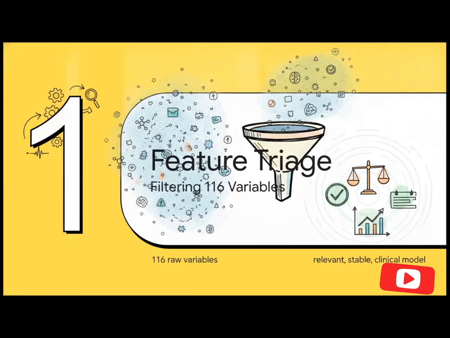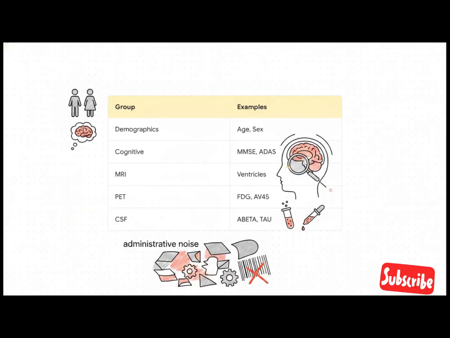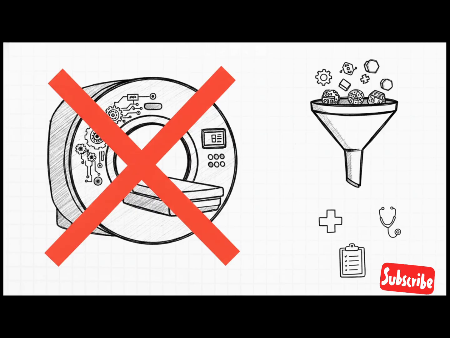Station 1, feature triage, where we filter down our 116 variables. The original data is practically a goldmine, spanning 9 conceptual groups. We've got everything from basic demographics, like age and education, to cognitive assessments, structural MRI parameters, high-tech PET imaging, and cerebrospinal fluid biomarkers. But there's also a ton of administrative noise in there, like device technical specs and redundant patient ID columns. To clean this up, we immediately drop those administrative identifiers and duplicate columns.